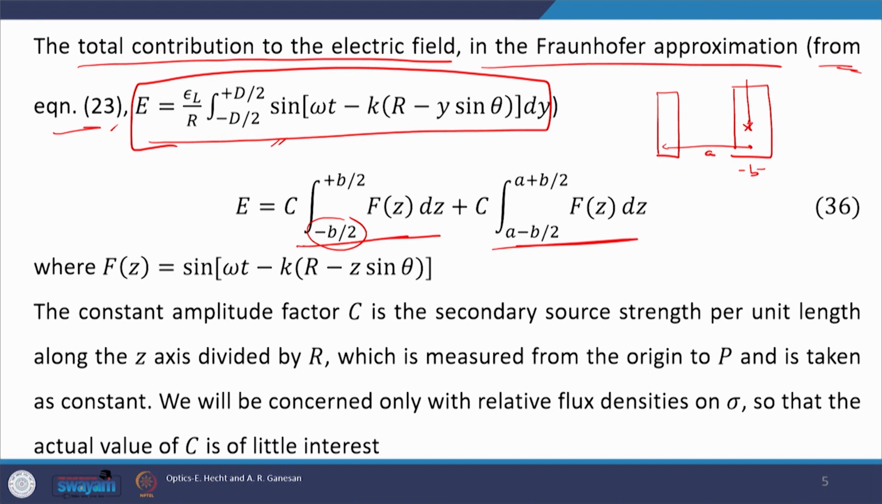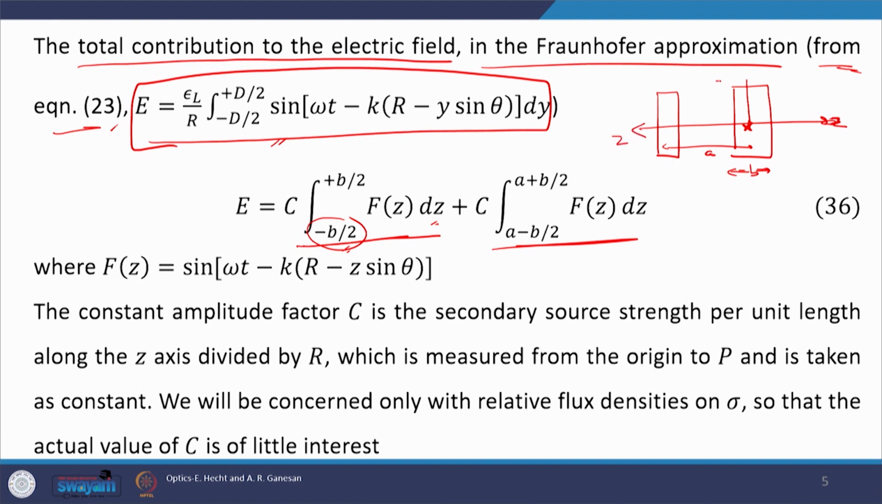Therefore, for the first slit wherein our origin is placed, the z, which is this axis, varies from minus b by 2 to plus b by 2, which is very much clear. Sorry, the z axis is in the opposite direction, it is pointing in this direction.